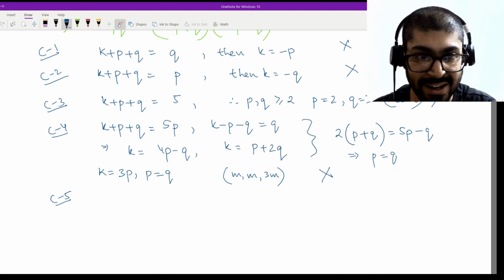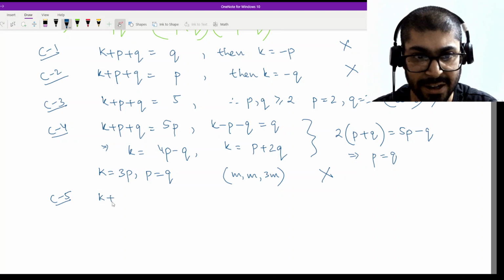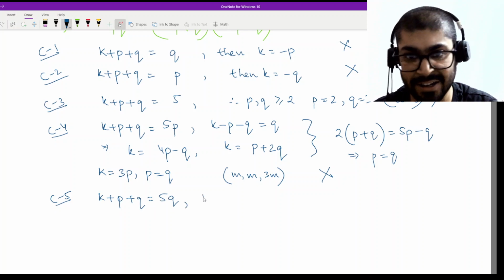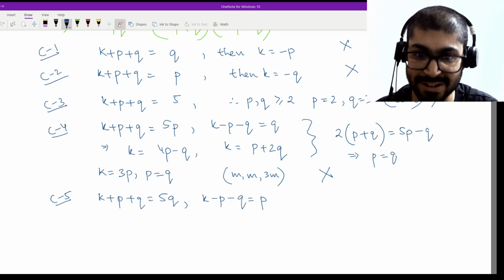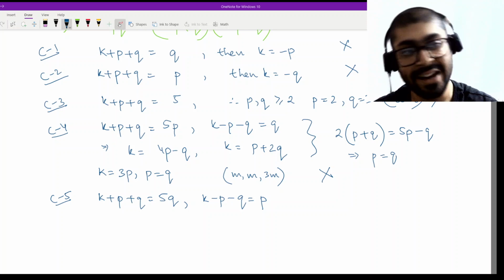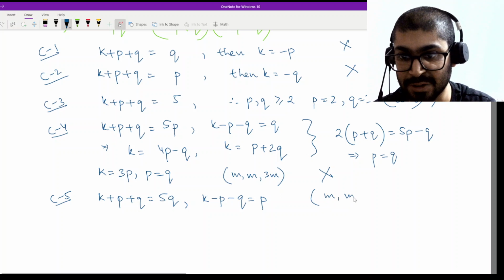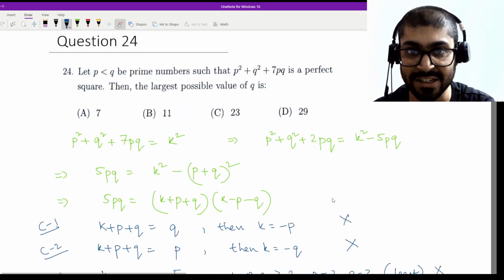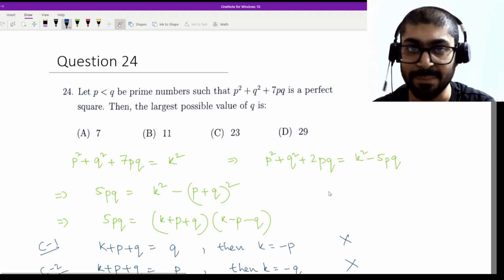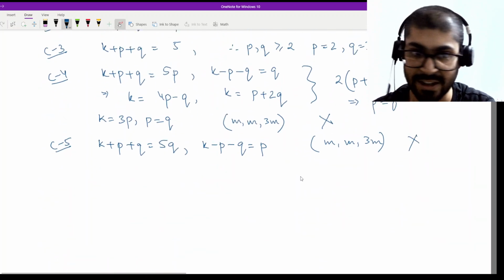So similarly, if I take k plus p plus q equal to 5q, and do the opposite one, let's say this is 5q, and then k minus p minus q equal to p. You do the same steps. I'm not showing you the steps because you do the exact same thing, and you will get the exact same solution. So again you will have m, 3m type of solutions, although this is an integer solution. But an integer solution does not imply that p less than q will be satisfied. So again this is unacceptable.